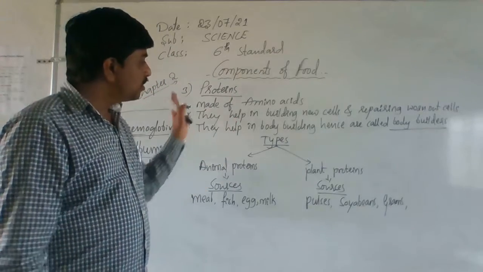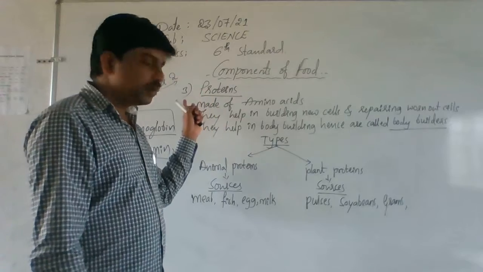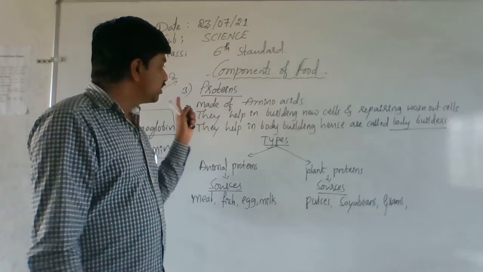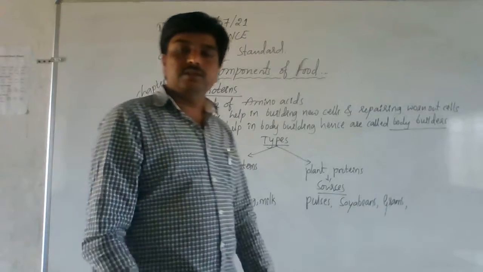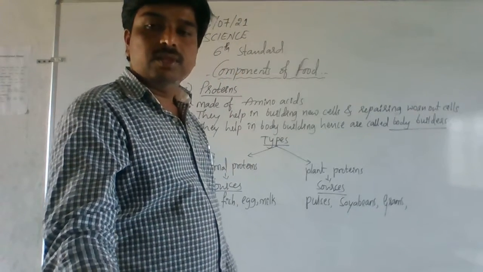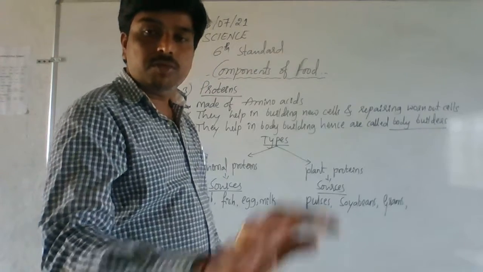Okay, what have we learned today? Two main components of food. Second one is fats or lipids, and third one is proteins. Clear or not? Okay. So in the next classes, we will explain the fourth main component, that is what?